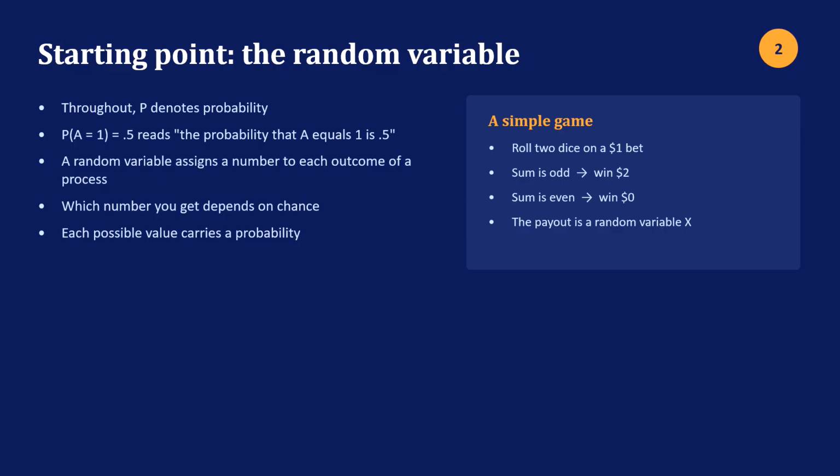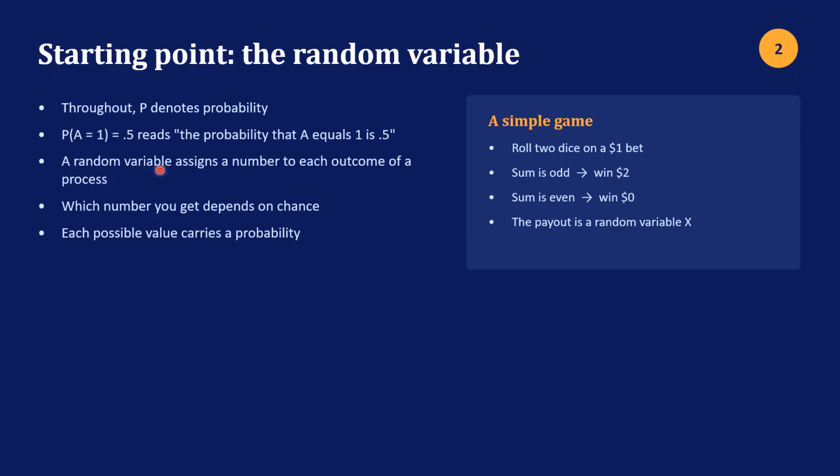Everything that we're going to talk about in this series depends on the idea of a random variable. So I want to introduce that here. First, a little bit of notation. We're going to be using P for probability. That's pretty typical. And then we have the notation shown here. The probability that A equals 1 equals 0.5. So that's a probability statement. It's just saying the probability of some event A equaling 1 has 0.5 probability.